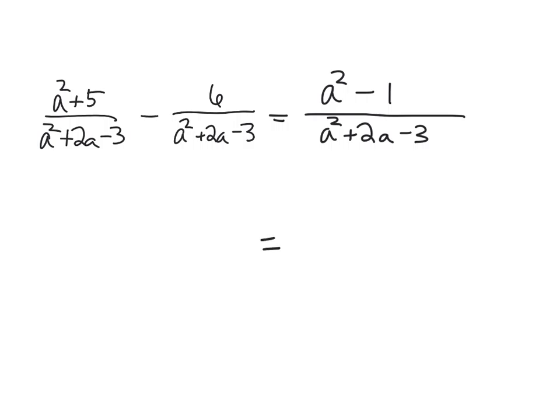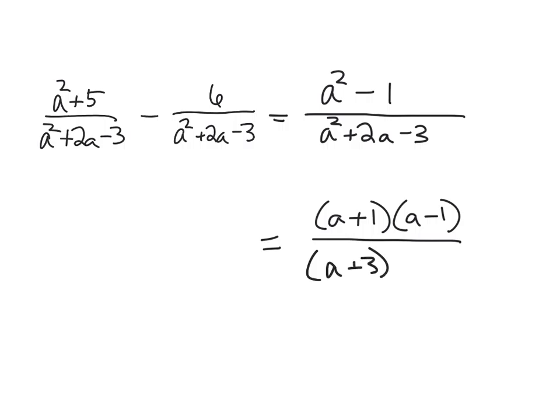Now I'm going to shortchange this a little bit. You may need to use the box on scratch paper, but that a squared minus 1 is a difference of squares. So I know that that's going to be a plus 1 times a minus 1. And our denominator down here is going to be a plus 3 times a minus 1. All right, that's our factored form. So how did I get that? I used the box method, and that's how I factored this expression into a plus 3 times a minus 1.